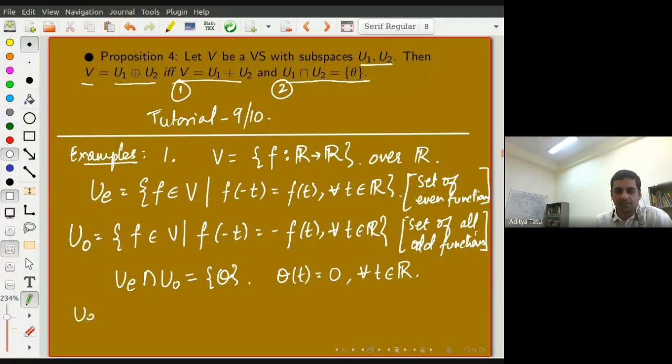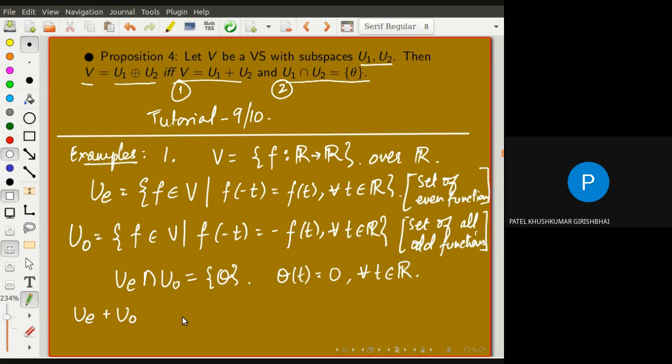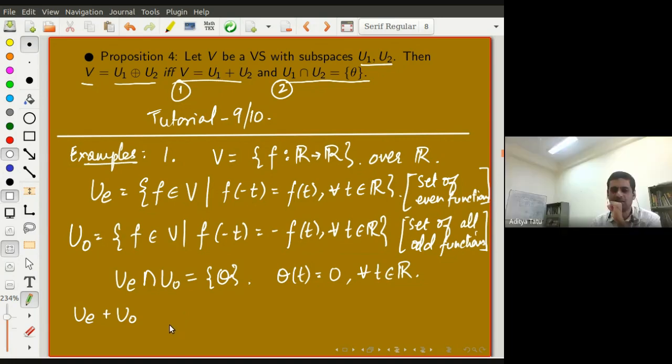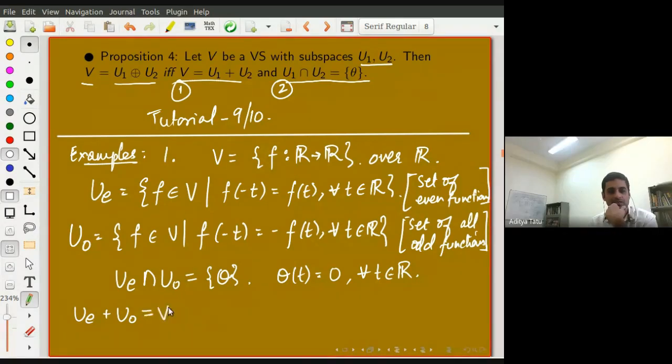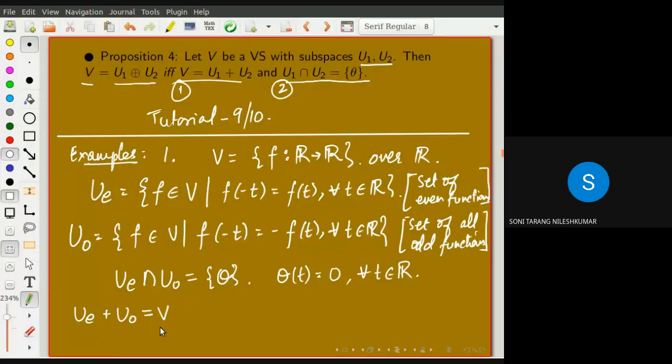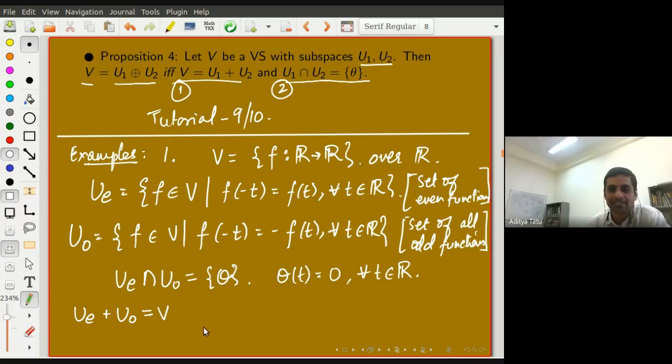And what is UE sum UO? Theta. No. How can it be theta? UE intersection UO is theta. Why should the sum of these two be theta? It is V. Why? How? Sir, because every function is a sum of an odd and an even function. So how do you prove that? You can't state it directly, right?